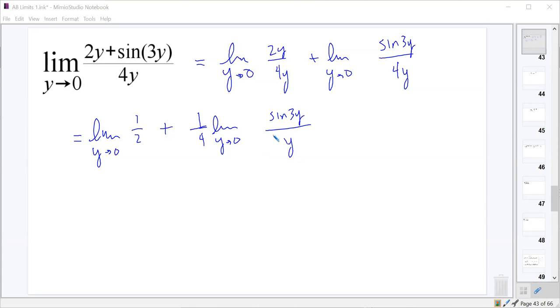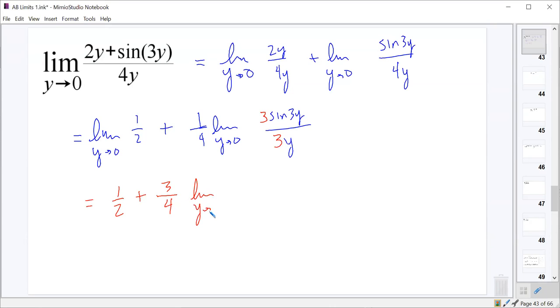Put a 3 on the top and the bottom, and then take the top 3 and put it in the front. Perfect. All right. So what's the limit as y approaches 0 of this constant 1/2? That should be 1/2. And then we'll do just what we were saying here. We'll pull that 3 out as a 3/4.